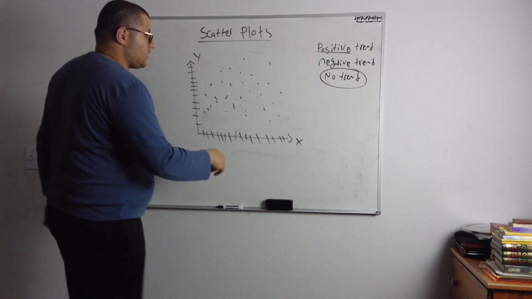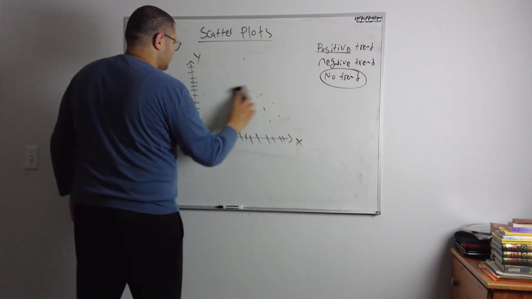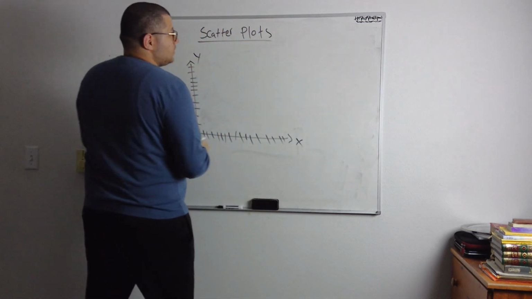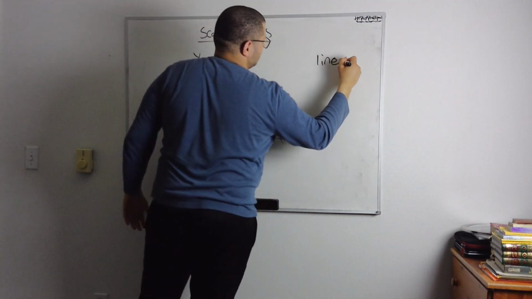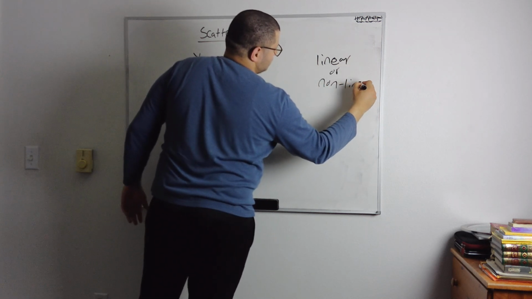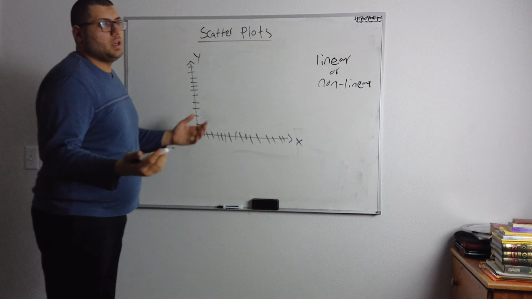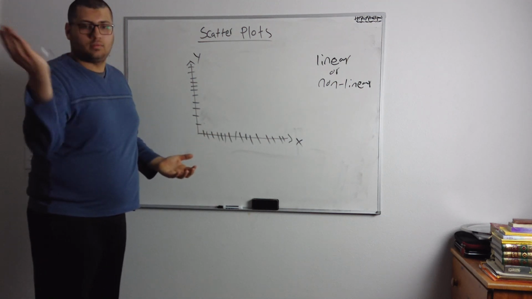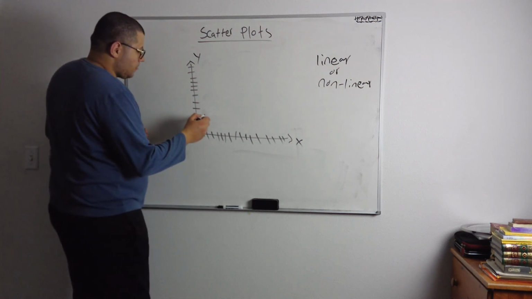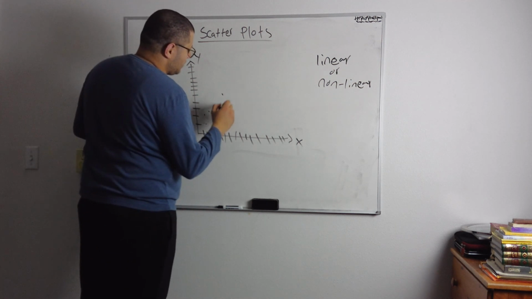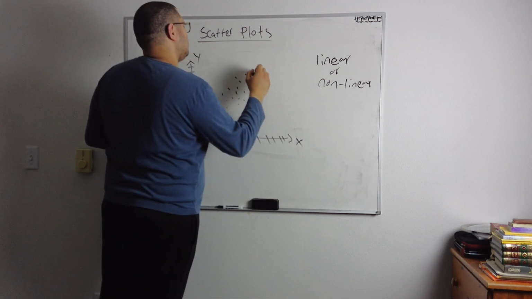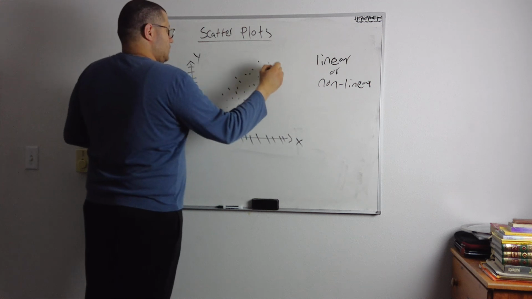Now there's something else we need to determine by looking at a scatter plot. We need to determine if that scatter plot is linear or non-linear. So what does linear mean? Linear means it kind of represents something straight. Linear means a line. It kind of represents a line, something straight. So if we have a scatter plot here, okay?